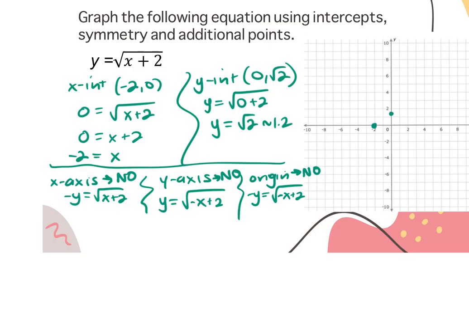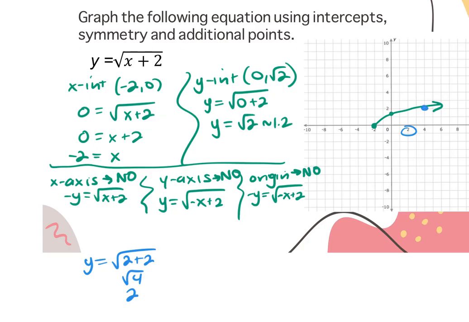If, again, you remember your parent functions, that square root has that arc to it. So if I'm really confident, I'm good. If I'm not confident, then I'm going to plug in another number. Maybe I pick 2 this time, something to the right. And I would get y equals the square root of 2 plus 2, square root 4, which is 2. Confirming this point.